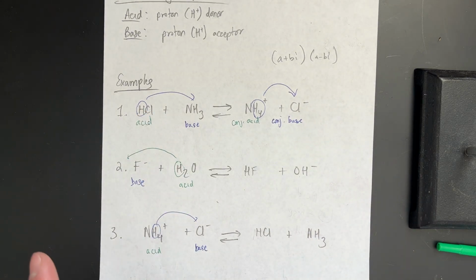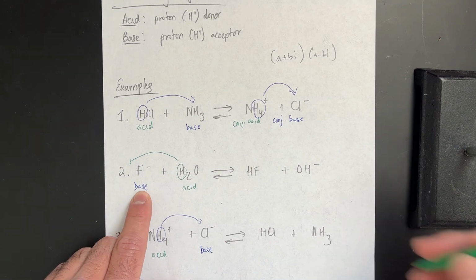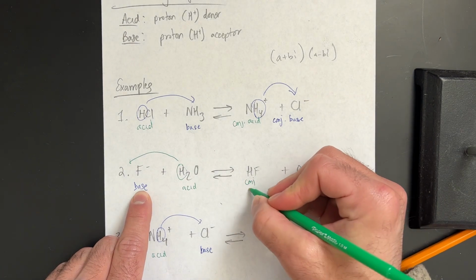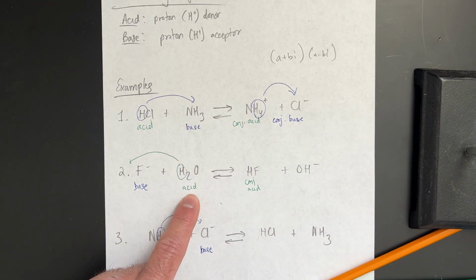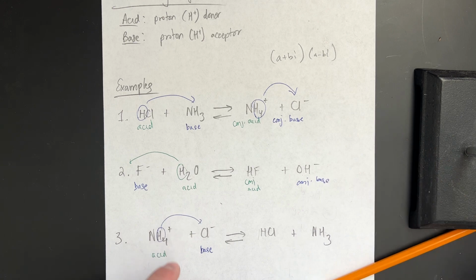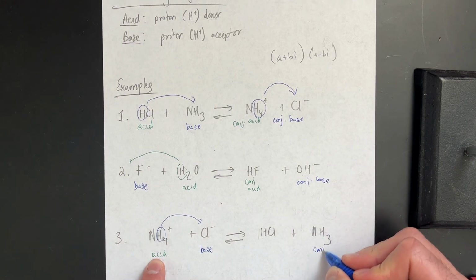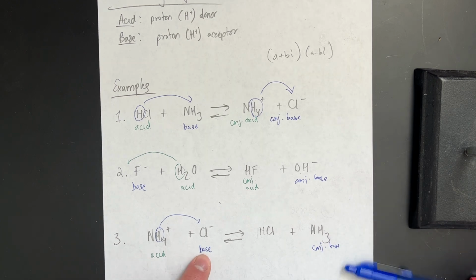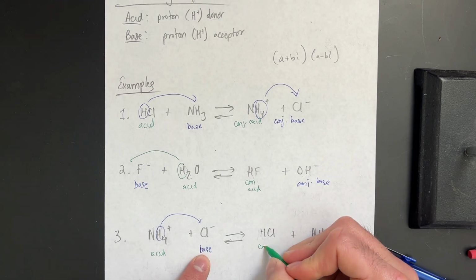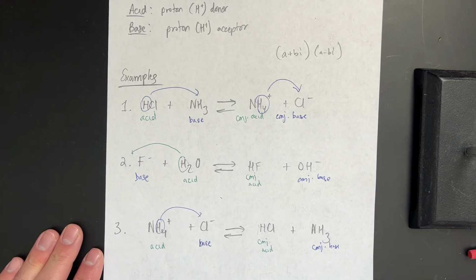And so all you have to do, simply put, is to say, okay, if this was the base, on the other side, it's going to be the conjugate acid. If this was the acid, on the other side, it's going to become the conjugate base. Here, this was the acid, it's going to become the conjugate base. On the other side, this was the base, it's going to become the conjugate acid. And so it's that simple. So that's the Bronsted-Lowry definition.